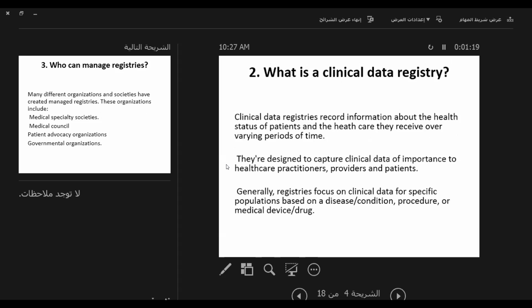Second point, what is a clinical data registry? It's a record of information about the health status of patients and the health care they receive over varying periods of time. Registries are designed to capture clinical data of importance to healthcare practitioners, providers, and patients. Generally, registries focus on clinical data for specific populations based on a disease condition, procedure, or medical device or drug.